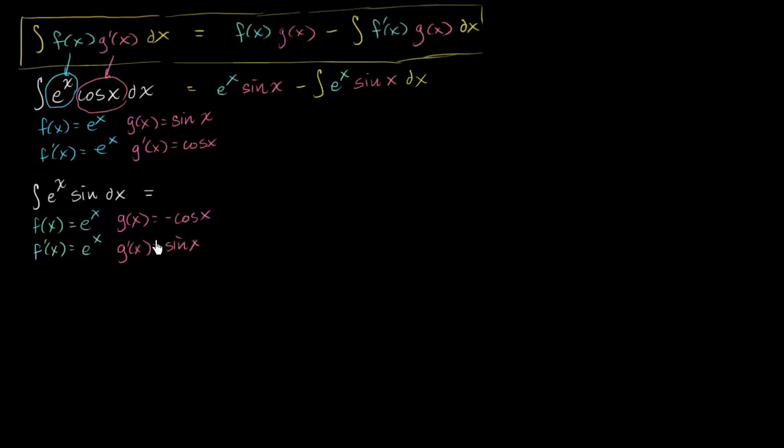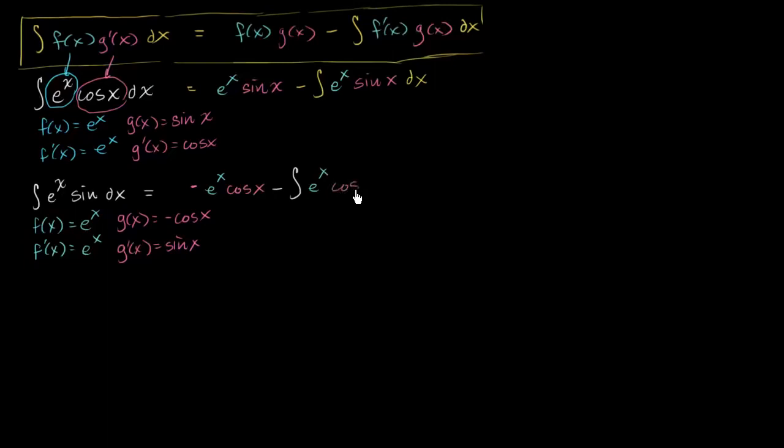So we have f of x times g of x. F of x times g of x is, I'll put the negative out front, negative e to the x times cosine of x, minus the antiderivative of f prime of x times g of x. F prime of x is e to the x, and then g of x is negative cosine of x.